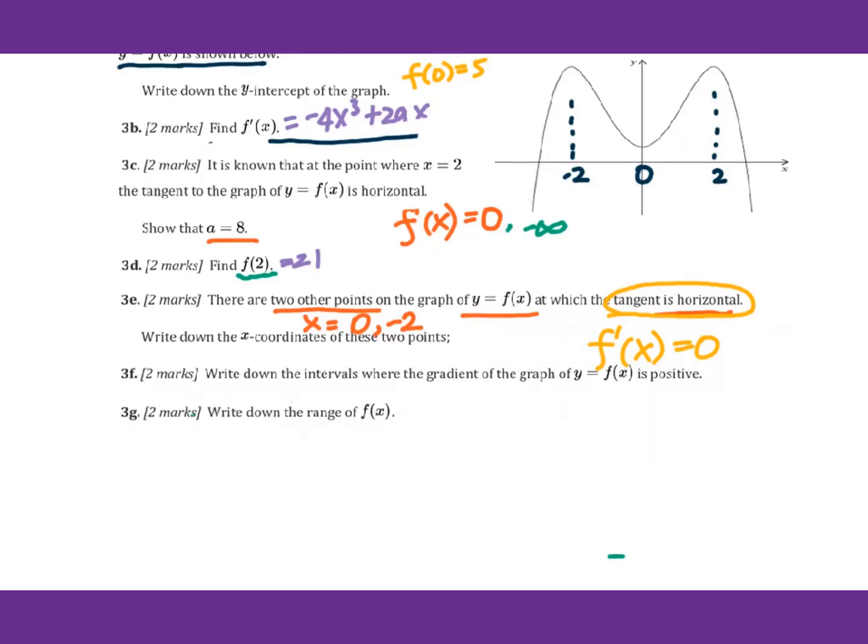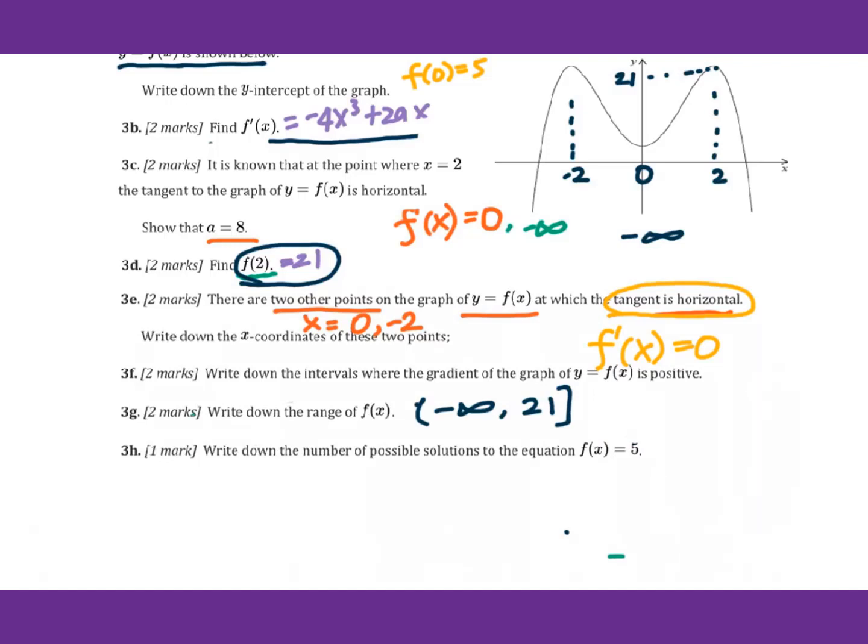3G, write down the range of f of x. We couldn't see the lowest point, so that is negative infinity. The highest point, we know that this one is 21 from here. That's 21. Therefore, the range will be from negative infinity to 21.